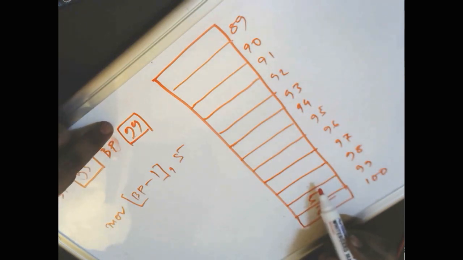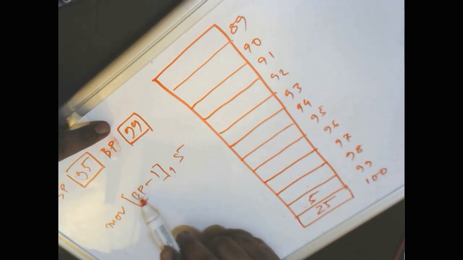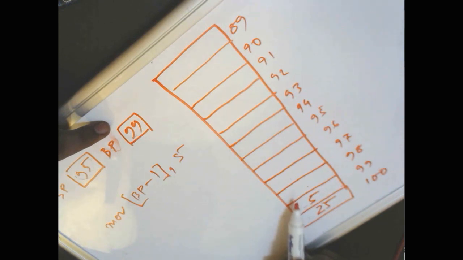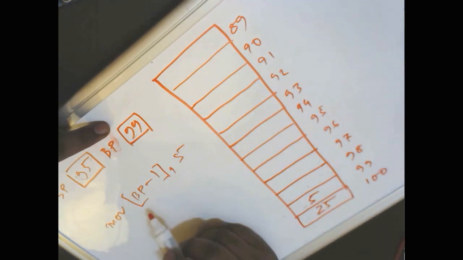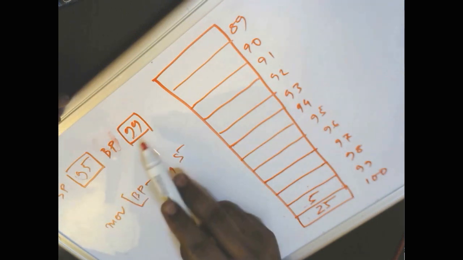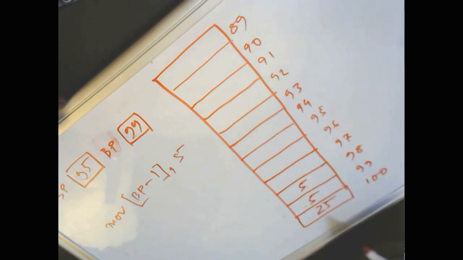So what is base pointer? 99. So 99 minus 1 is 98. So whatever it is in the memory location 98 is going to be replaced by 5. So we can see there is nothing right now, but it will become 5 because we are going to move whatever it is at the address 98 to 5. So again, the 5 will come here.